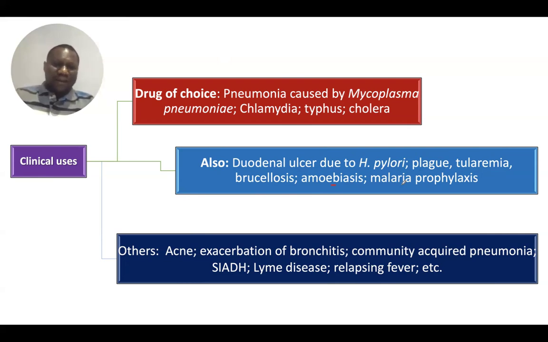Then we would look at the other situations where we would use them. We could talk about acne. We could talk about doxycycline, sarecycline, as I mentioned. We could use them in exacerbation of bronchitis, community-acquired pneumonia, and then the syndrome of inappropriate secretion of ADH. Here, demeclocycline is one of the drugs we tend to use in that condition. Then we could use it in Lyme disease and then relapsing fever. In fact, there are others, but I think this captures the majority of the things we could use tetracyclines in.